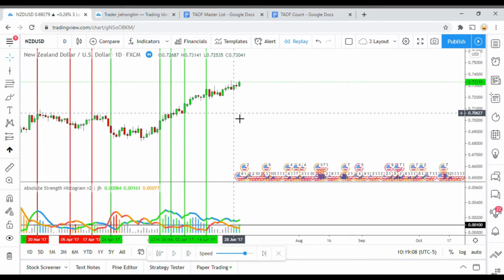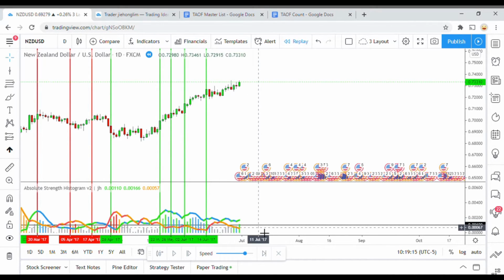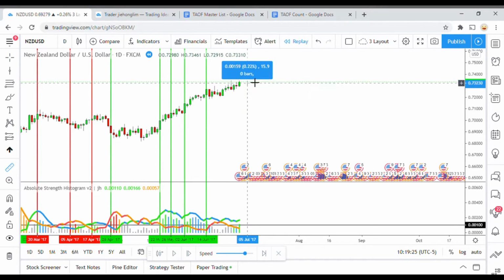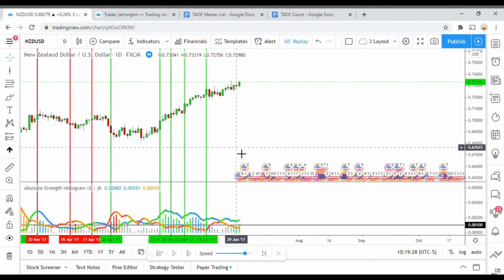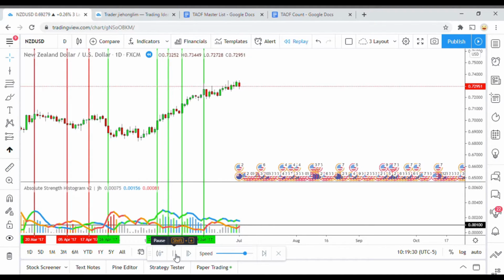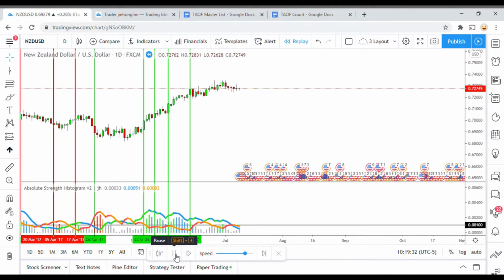Alright, so this is the first signal that we get here to go long, and the histogram has not spiked above the line that we set here, the 0.001. Let's go ahead and mark this one. Actually, let's measure it out here and see, did it get to take profit? No, it did not. Let's keep an eye on it and see what happens.